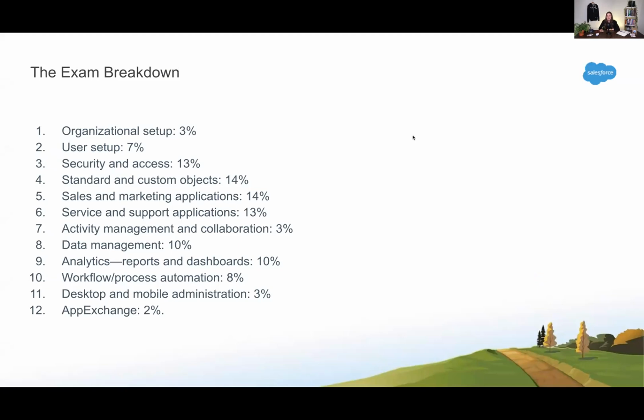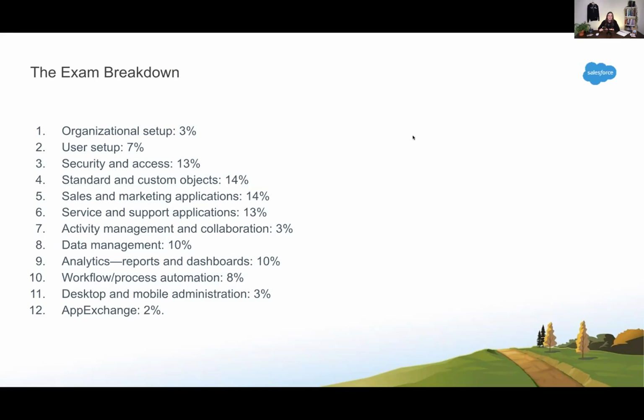All right, so the exam breakdown looks something like this. There's 12 topics to be aware of, and each one is weighted with a slightly different percentage. Obviously, since the pass mark is 65%, we really want to be focusing on the topics with high percentages, such as standard and custom objects, sales and marketing applications, and service and support applications, and what's another one?